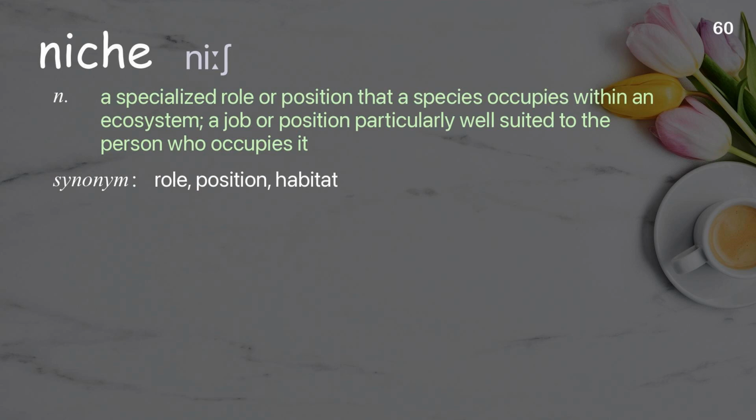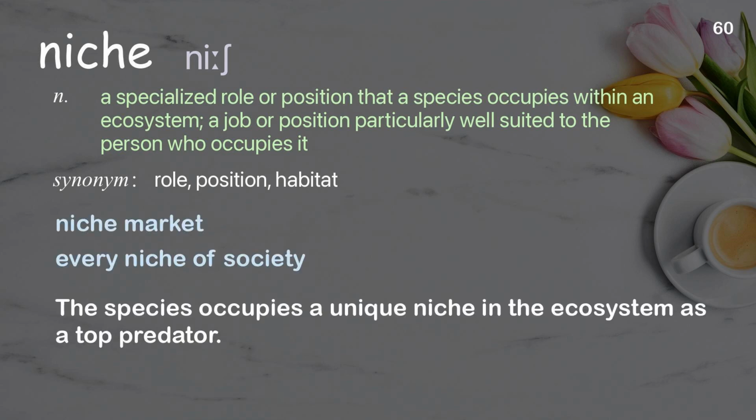Niche. A specialized role or position that a species occupies within an ecosystem, a job or position particularly well suited to the person who occupies it. Examples: Niche market. Every niche of society. The species occupies a unique niche in the ecosystem as a top predator.